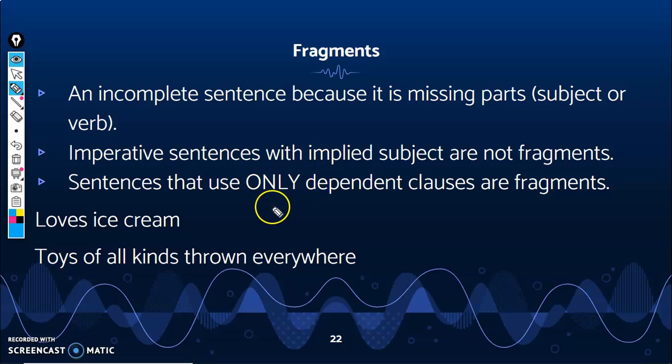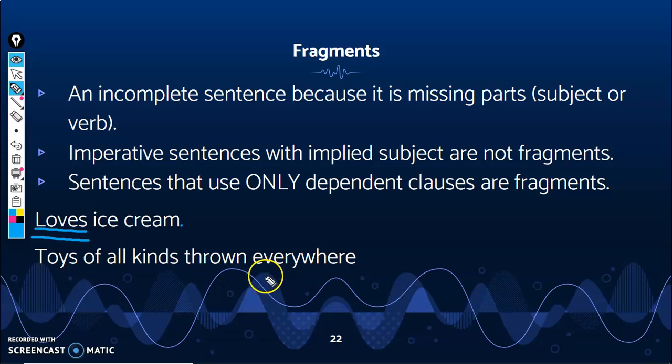Sentences that use only dependent clauses would also be considered fragments. Okay, "Loves ice cream." The idea here is that this has the verb, but it doesn't have the subject. In order to fix this, you need to add a subject. So you can put "She loves ice cream," "He loves ice cream," Sally, Stephanie, whatever, but it's that idea of being able to add in that subject before it.